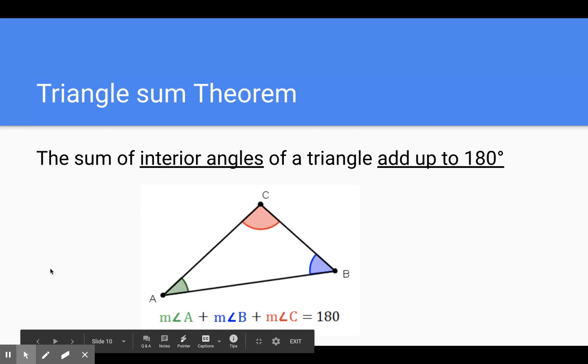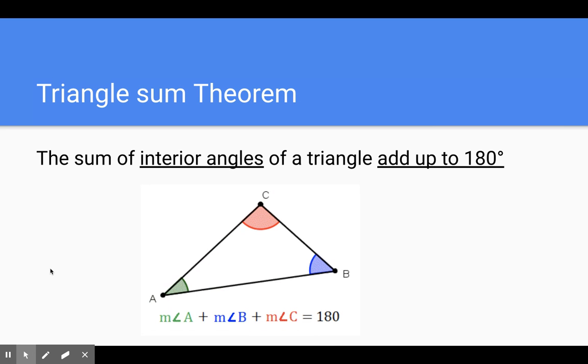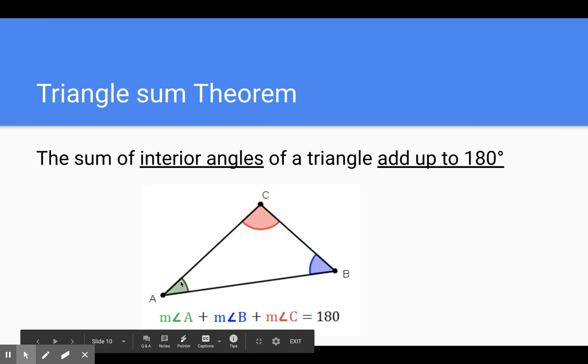Okay, the triangle sum theorem. Maybe you knew this already, maybe you didn't. This is, I think, one of the coolest things that happen in life and in geometry. The sum of the interior angles of a triangle will always add up to 180 degrees. So no matter what the number is for angle A, what the number is for angle B, what the number is for angle C, whatever those numbers are, if you add them together, they will always add up to 180 degrees.